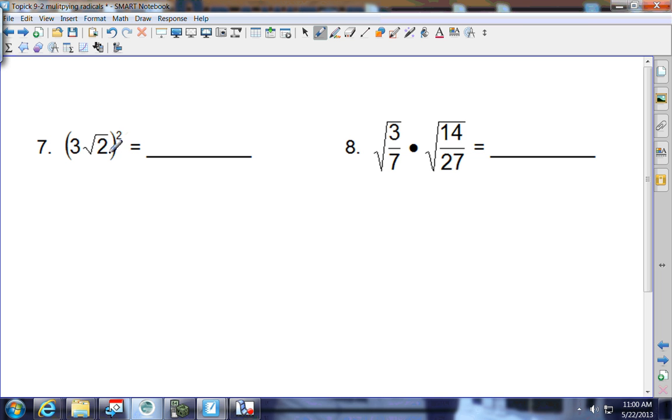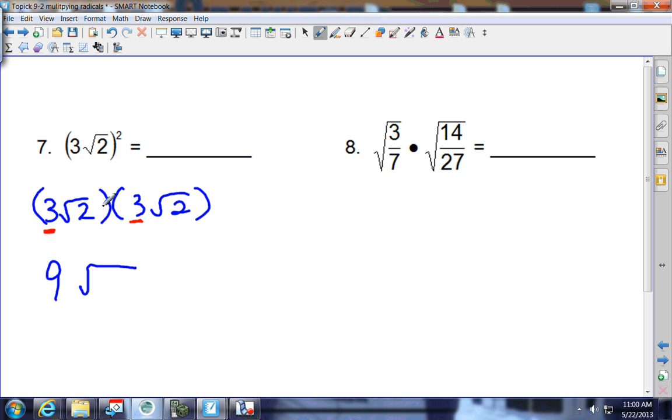Look what's happening here. 3 the square root of 2 times 3 the square root of 2. Well, 3 times 3 is 9. Square root 2 times 2 is 4. What's the square root of 4? 2. So this becomes 9 times 2, which is 18.